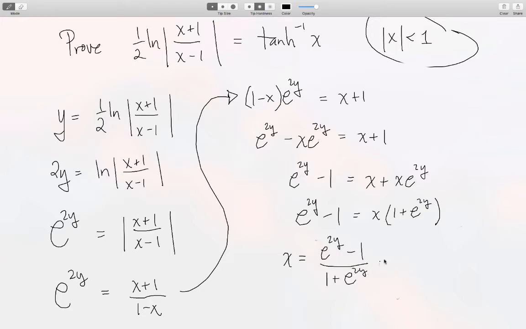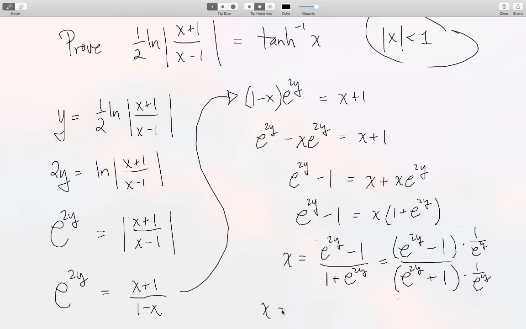Now I'll change a little bit the way it's written. It'll be e to the 2y minus 1 over e to the 2y plus 1. And to get to the form that I want, I'm going to multiply the top and bottom by 1 over e to the y.